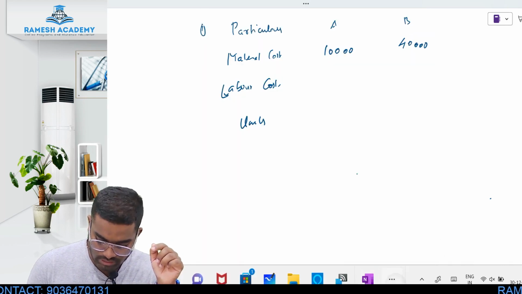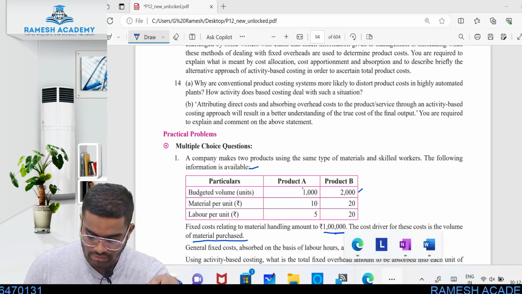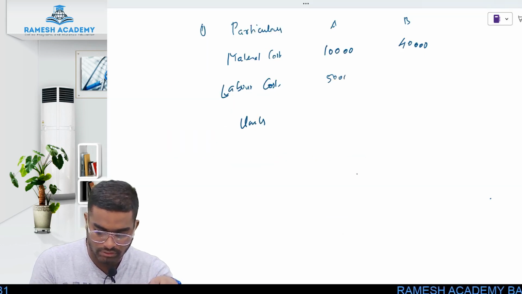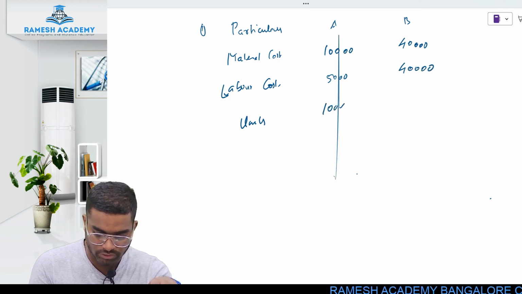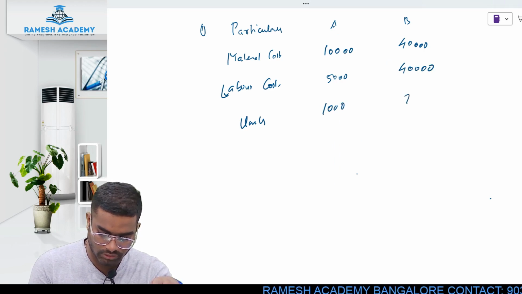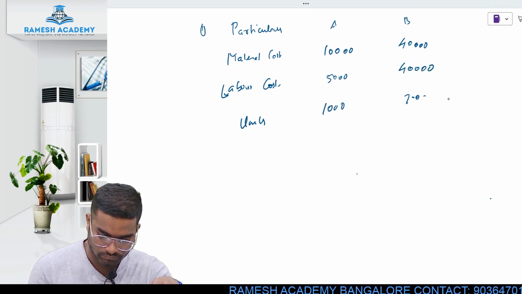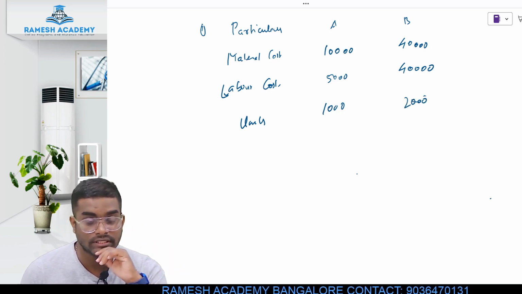Next we have labor. Labor is 5 rupees and 20 rupees, so 5,000 and 40,000. Units we have 1,000 and 2,000. So this is the given data.